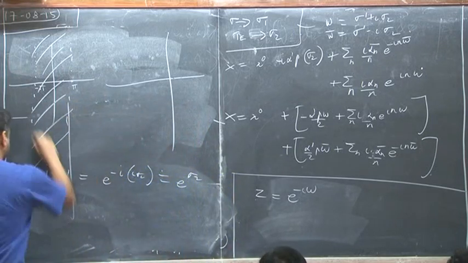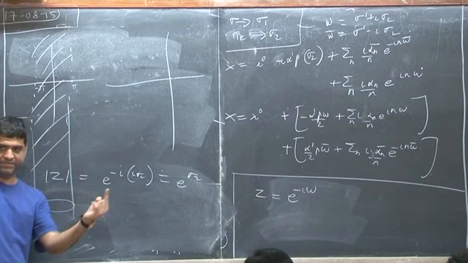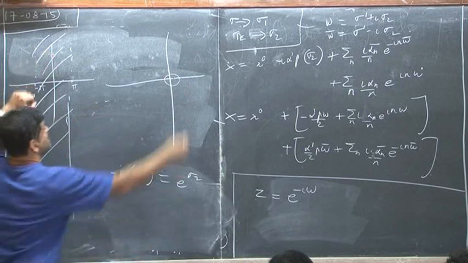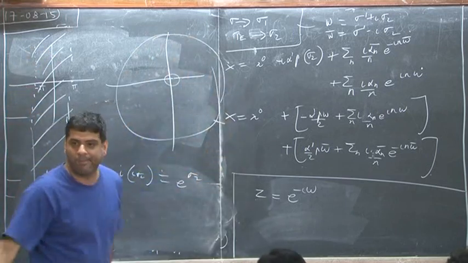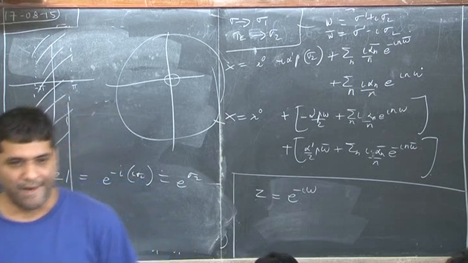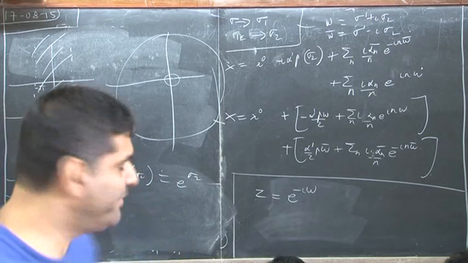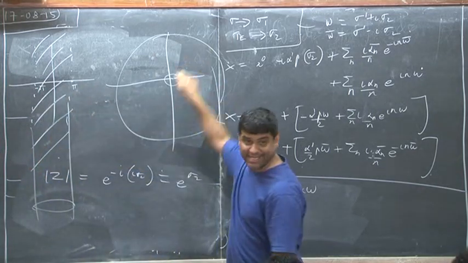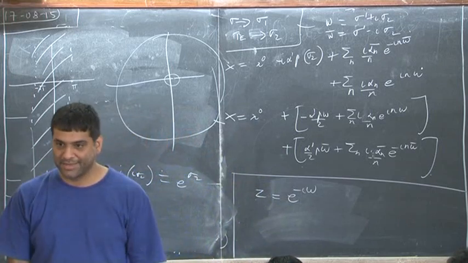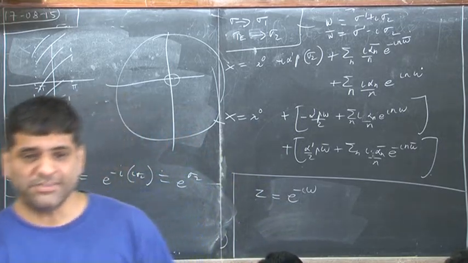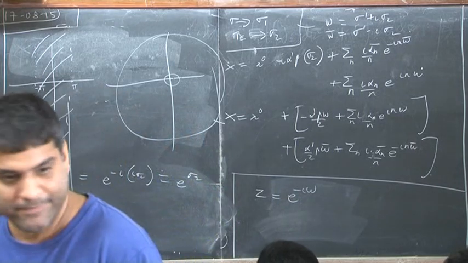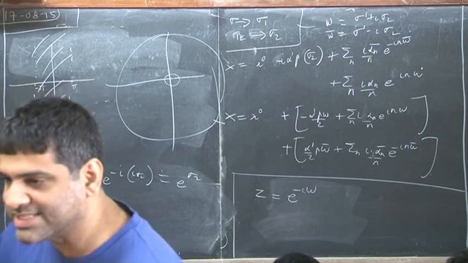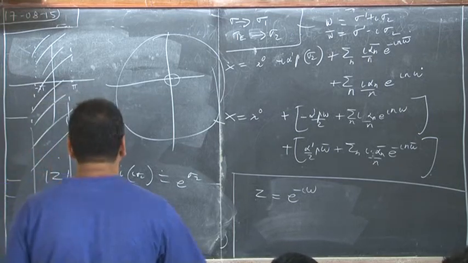If you take a little piece of the cylinder here, that maps to a circle here. You take a little bit of the cylinder here, that maps to a circle there. Is this clear? So the map from W to Z gives you a slicing of the Z plane such that lines of constant time in W map to concentric circles around the origin in Z.